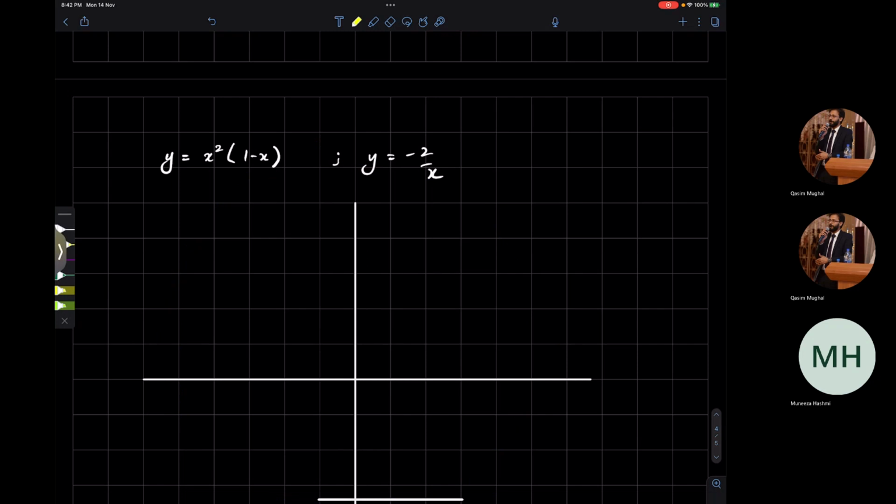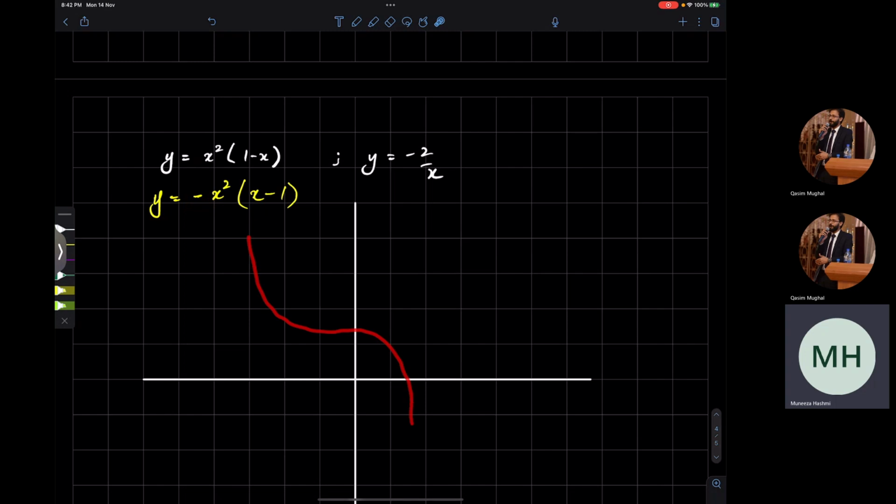All right, now for the first one, if I rearrange this as, if I take the negative sign common from the second factor, then it's going to give me negative x squared times x minus 1. So overall, okay, now if you look at this is a cubic equation and with a negative coefficient of x cubed, so the graph is going to have a negative gradient overall. So it is going to fall from left to right.